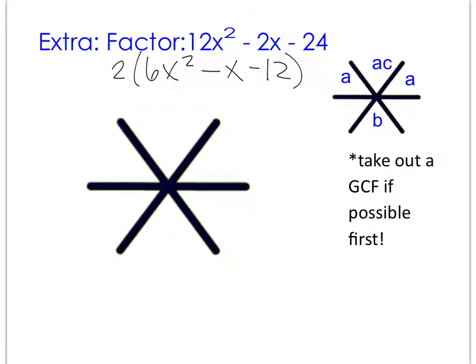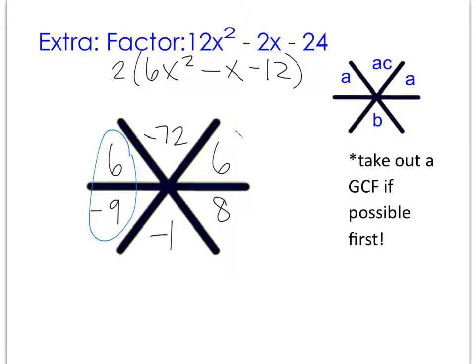Let's take a look at this. What goes on the top is a times c, and here a times c is negative 72. What goes on the bottom is negative 1, which is b. Up on the top would be 6. Factors of negative 72 that when added together give me negative 1 are negative 9 and positive 8. Now we look at simplifying our fractions on the side. 6 over 8 can simplify to 3 over 4. And 6 over negative 9 can simplify to 2 over negative 3.